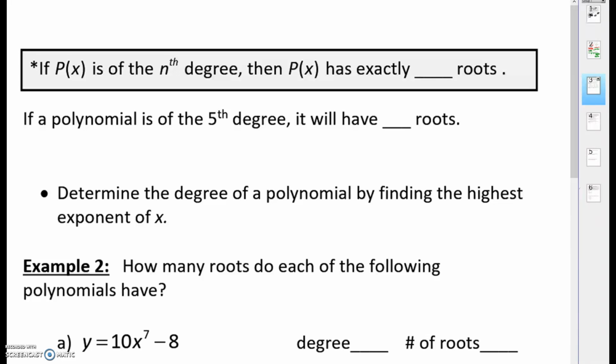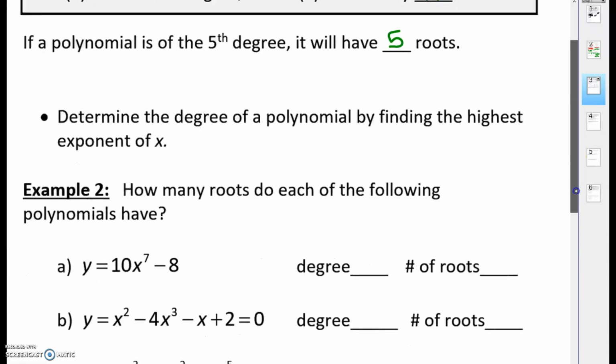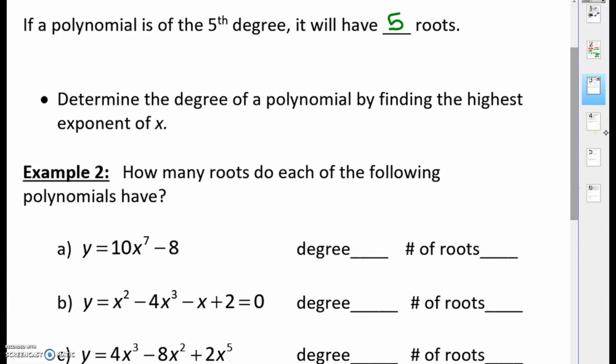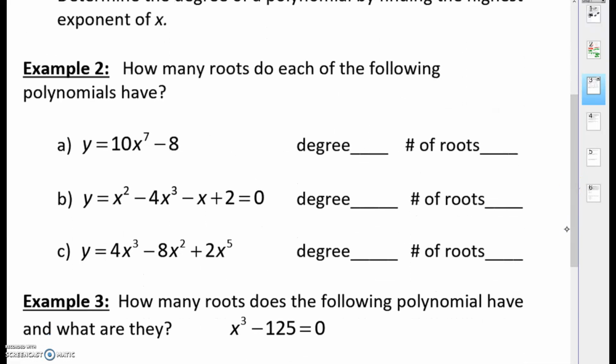All right. Well, this actually leads us to a really nice theorem, and it says that if my polynomial p of x is of nth degree, then p has exactly n roots. So that means if a polynomial is of 5 degrees, it's going to have 5 roots. And your degree is determined by the highest exponent you can find of x. So looking down here, if I have y equals 10x to the 7th minus 8, I have a degree of 7, because that's my highest exponent, which means we have 7 roots.